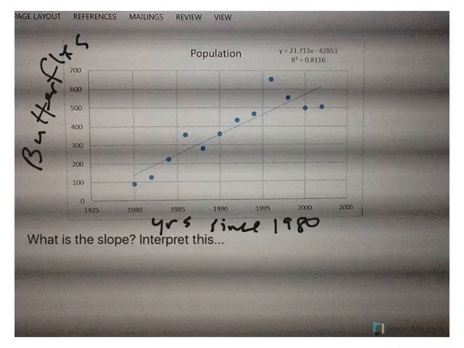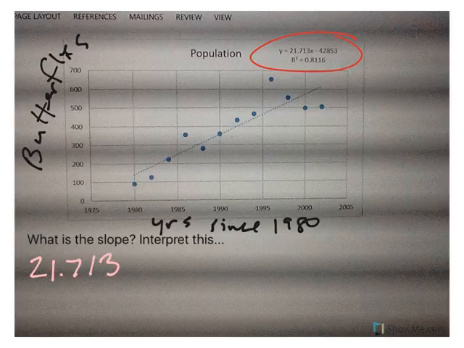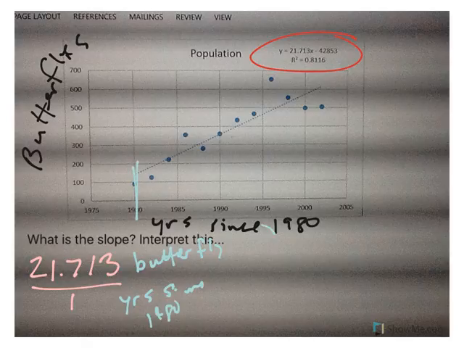Okay, so in this first, we're going to start with what is the slope. Well, looking at the information given, our slope for this particular problem is 21.713. Now, we can make that a fraction by putting it over 1. So there's our slope. Now, when we're interpreting this, think about what those values mean. The top number is the y values. Y values are the butterfly population. The x values are the years since 1980, because that's when our first piece of data happens.